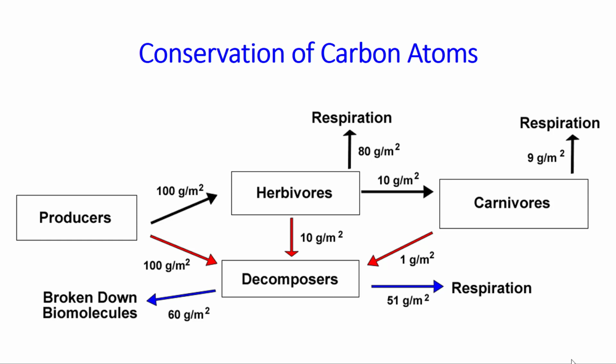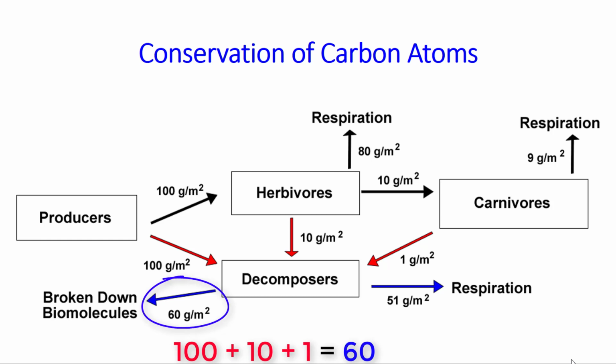And then you can take a look here. 100 coming in from the producers into the decomposers, 10 coming in from the herbivores, 1 going from the carnivores into the decomposers, and of course those numbers have to equal what comes out of the decomposers. So 60 grams are broken down molecules left in the soil, and also 51 grams per meter squared would be released to the air in cellular respiration.